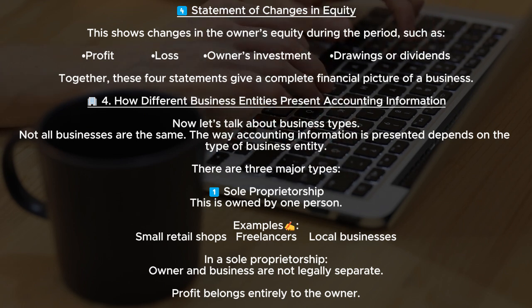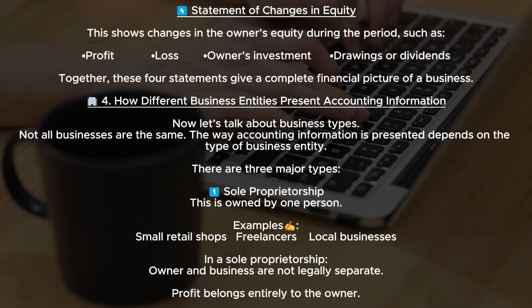4. How different business entities present accounting information. Now let's talk about business types. Not all businesses are the same. The way accounting information is presented depends on the type of business entity. There are 3 major types.